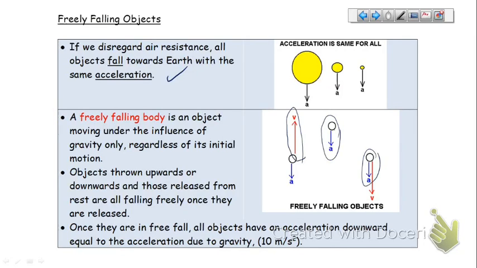Once they are in free fall, all objects have the same acceleration downwards equal to the acceleration due to gravity, which is 10 meters per second squared downwards. So typically, we'll say minus 10 meters per second squared.